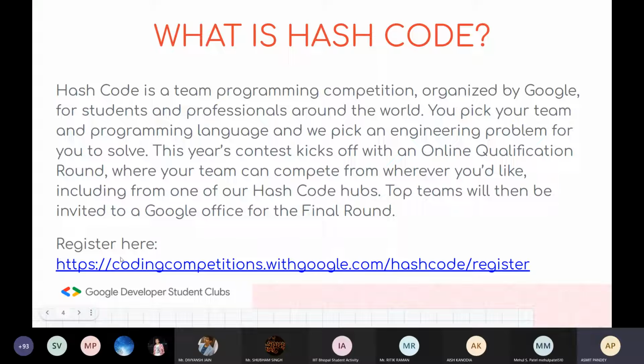We can register for HashCode using the given link, codingcompetitions.withgoogle.com/hashcode, and we will just go there and register ourselves and then we'll be good to go.